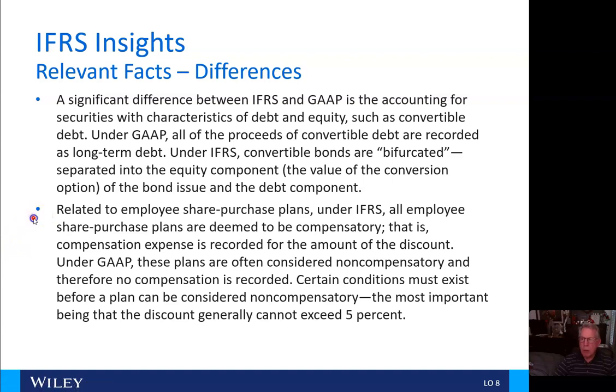Okay, then in the second bullet point, related to employee share purchase plans, under IFRS, all employee share purchase plans are deemed compensatory. That is, compensation expense is recorded for the amount of the discount. Under GAAP, these plans are often considered non-compensatory, and there is no compensation recorded. Certain conditions must exist before a plan can be considered non-compensatory, the most important being that the discount generally cannot exceed 5%.